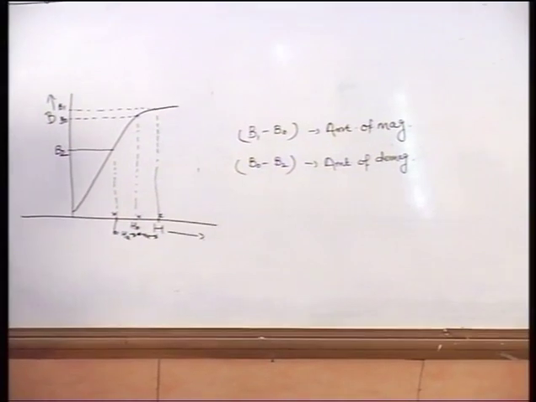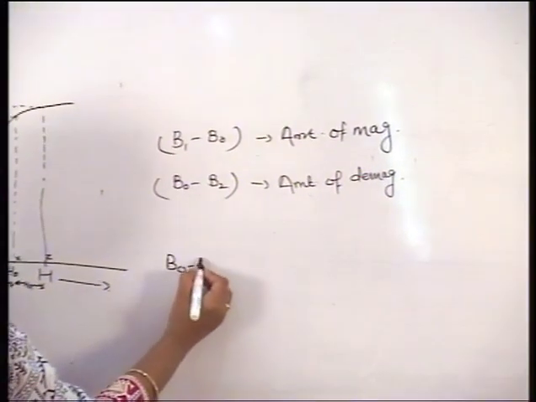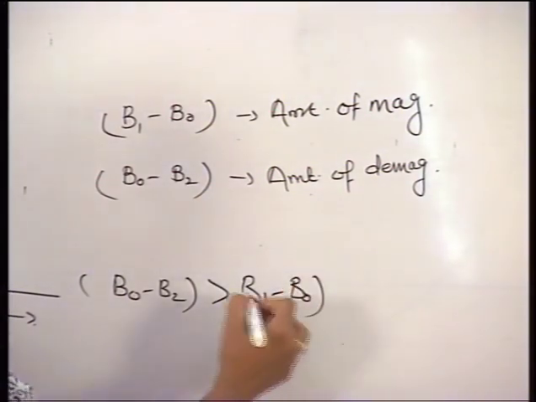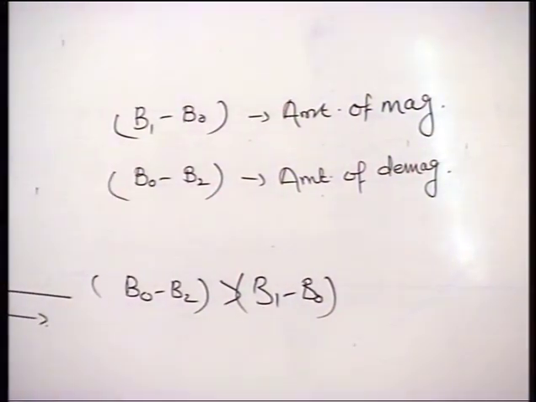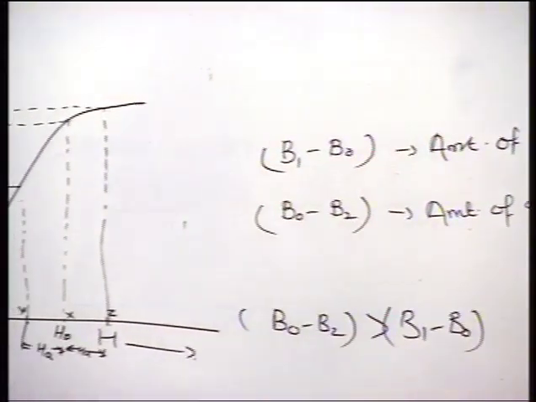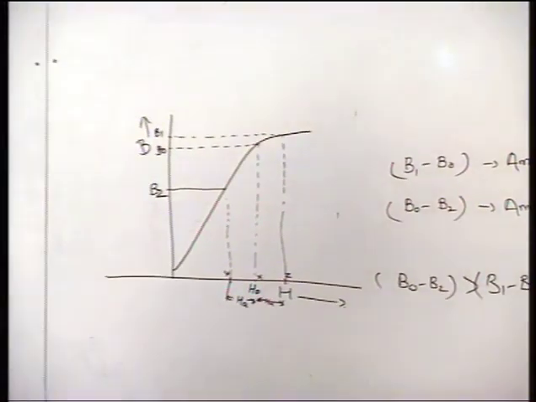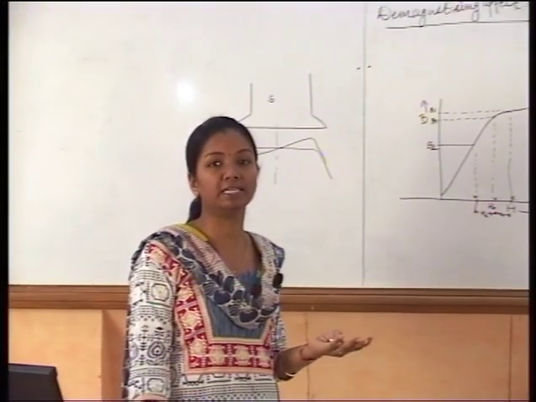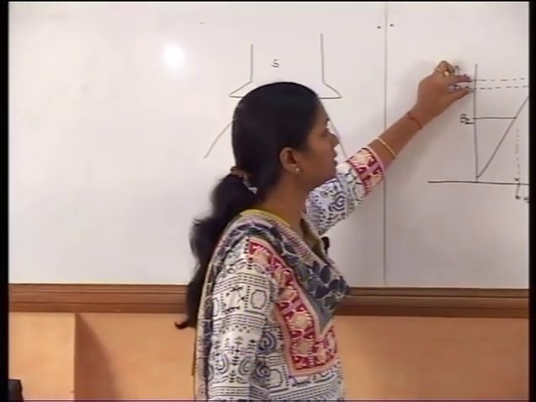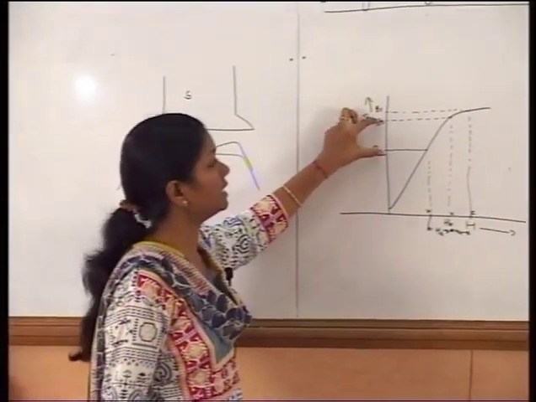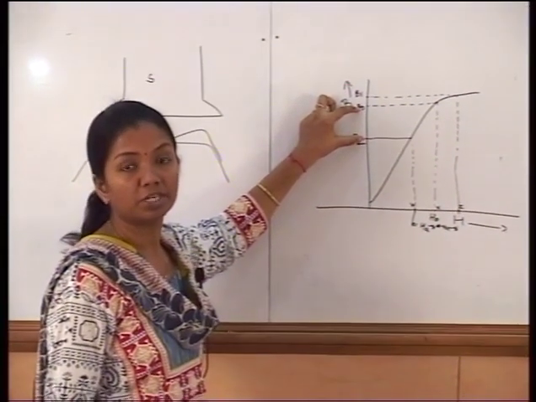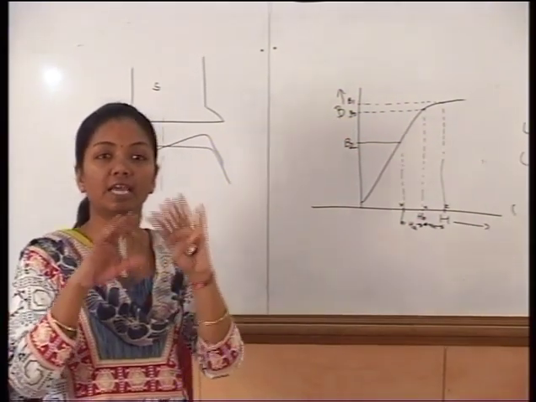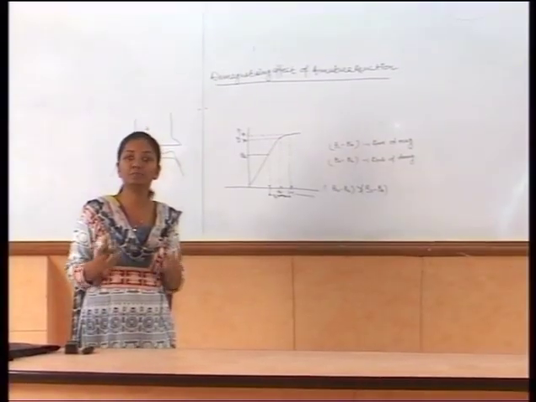So, it is very clear that B0 minus B2 is greater than B1 minus B0. The amount of magnetization is less as compared to the amount of demagnetization. So, the net effect of armature reaction will be demagnetizing in nature, because it is magnetizing by this amount and it is demagnetizing by this much. So, demagnetization is definitely dominating over the magnetization, and if we calculate the net effect, it comes out to be the demagnetization.